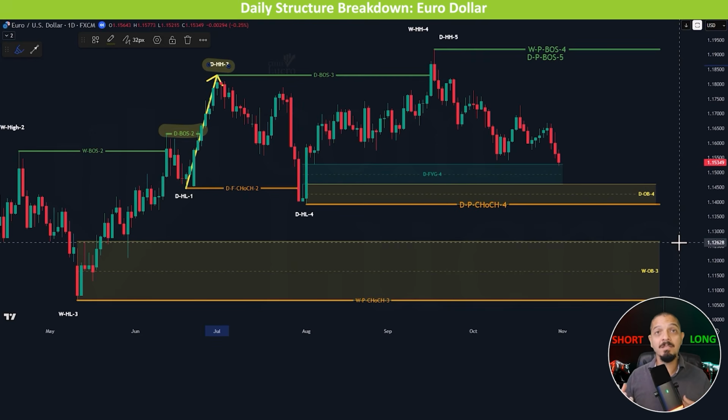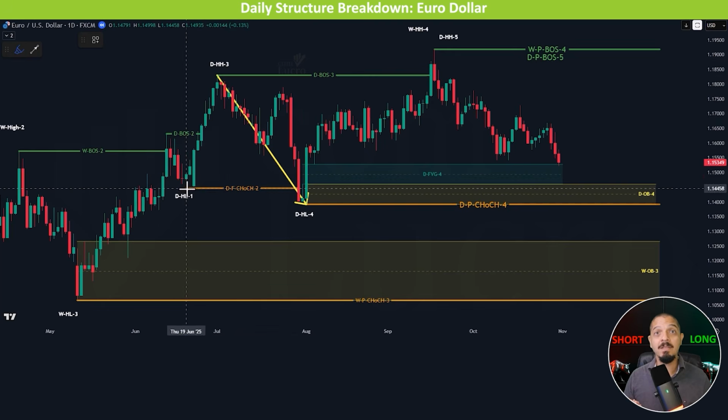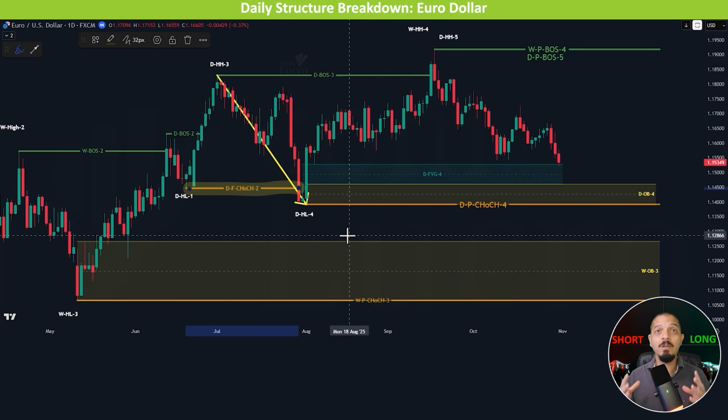Once price reacts from this high, the market begins to pull back, and during this movement, we mark the daily failed change of character number 2. This shift is considered failed because after the attempt to break below the previous structure, price does not produce a break of structure to confirm the reversal. For a change of character to be valid in our ComLucro rules, it must be followed by a break of structure. Since that confirmation never appears, the bearish attempt is invalid and the bullish structure remains intact.